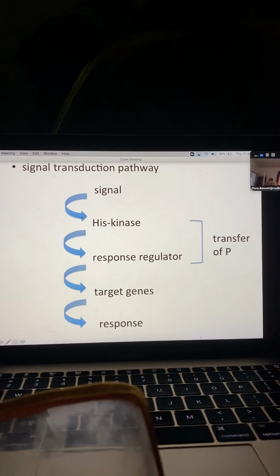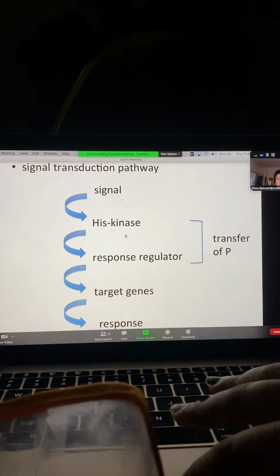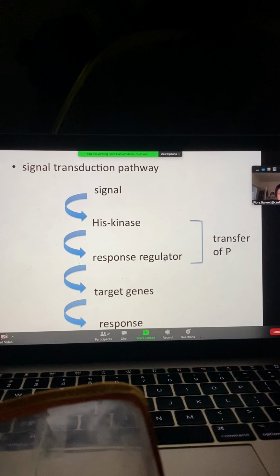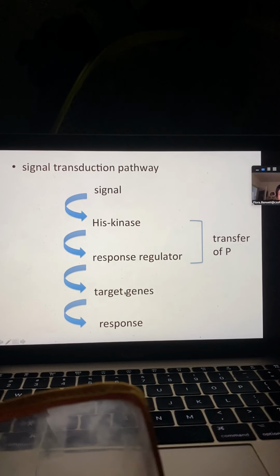Signal that is transferred, the signal is perceived by a histidine kinase sensor, and then this is going to activate the response regulator, which will activate transcription of genes, resulting in a response. The transfer of this signal involves transfer of phosphate from this sensor to this response regulator, as we will see in a moment.